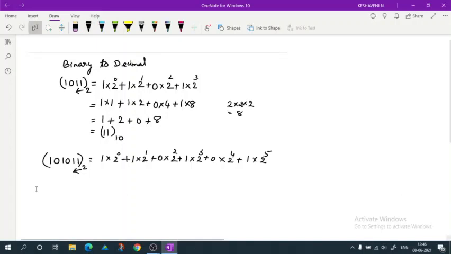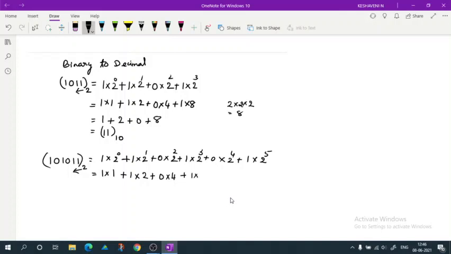Now see here, I have started from this side. 1 multiplied by 2 to the power of 0 plus 1 multiplied by 2 to the power of 1 plus 0 multiplied by 2 to the power of 2 plus 1 multiplied by 2 to the power of 3 plus 0 multiplied by 2 to the power of 4 plus 1 multiplied by 2 to the power of 5. Now I can write this one as 1 into 2 to the power of 0. 2 to the power of 0 is 1 plus 1 multiplied 2 to the power of 1 is 2 plus 0 into 2 to the power of 2 is 4. 2 into 2, 4 plus 1 into 2 to the power of 3.